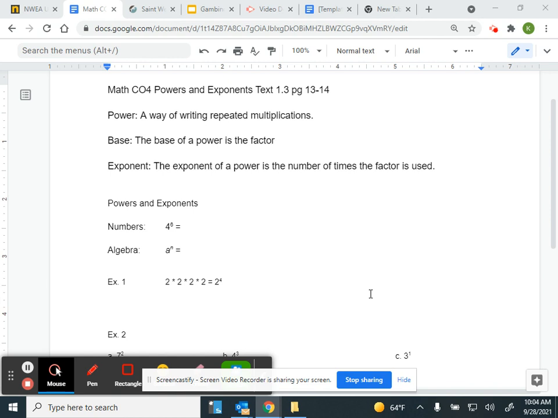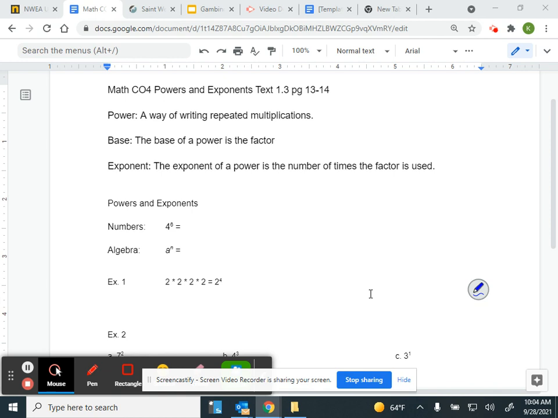So a power is a way of writing repeated multiplications. The base of a power is the factor, and the exponent of a power is the number of times the factor is used. So we have some examples of this, of the base with an exponent, and it shows the power. It's a little blurry on my screen.